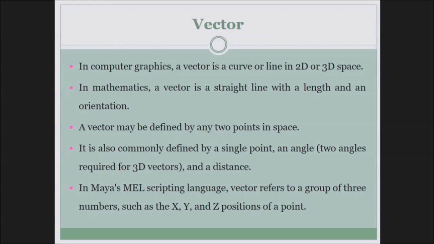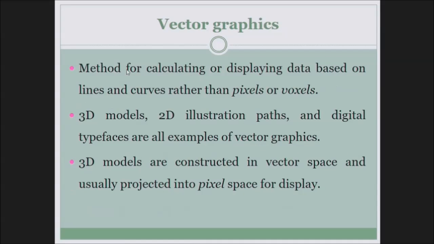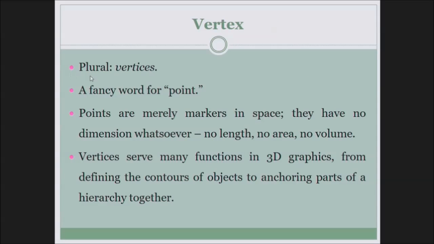For example, in Maya's MEL scripting language, vector refers to a group of 3 numbers such as x, y, and z positions of a vector. In vector graphics, methods of calculating or displaying data are based on lines and curves rather than pixels and voxels. 3D models, 2D illustration paths, and digital typefaces are all examples of vector graphics. And 3D models are constructed in vector space and usually projected onto pixel space for display.